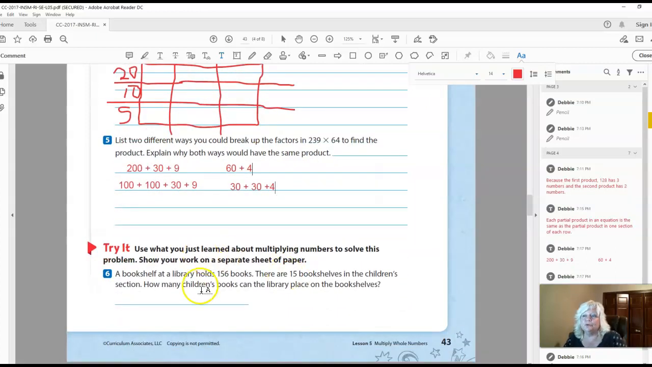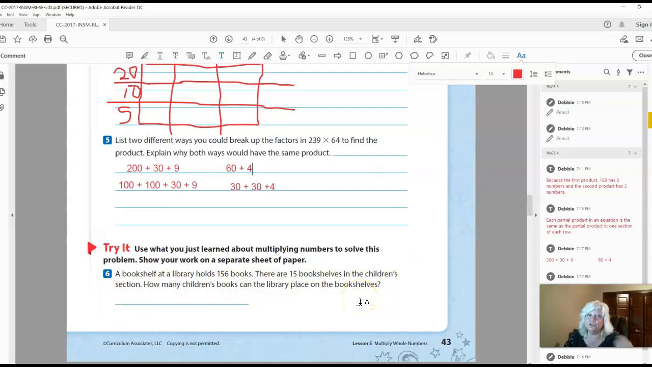So now I'd like you to do the try it on your own. It says, using what we've used before, multiply numbers to solve this problem. Show your work on a separate piece of paper. If you've got room up here on your paper, you can do that. A bookshelf at a library holds 156 books, and there are 15 shelves. How many children's books can be placed in the library on the shelf?